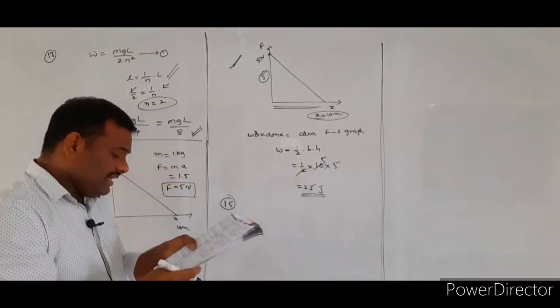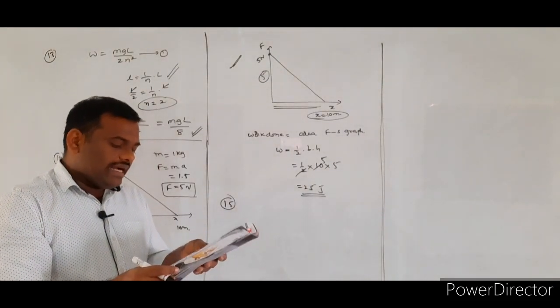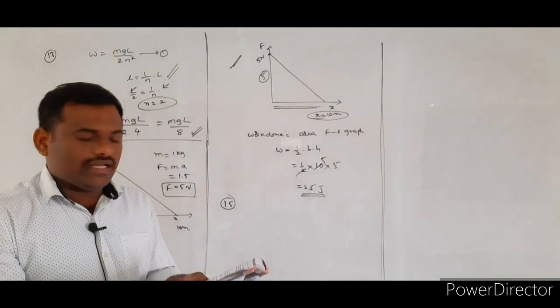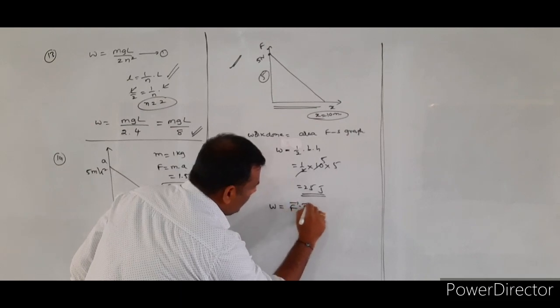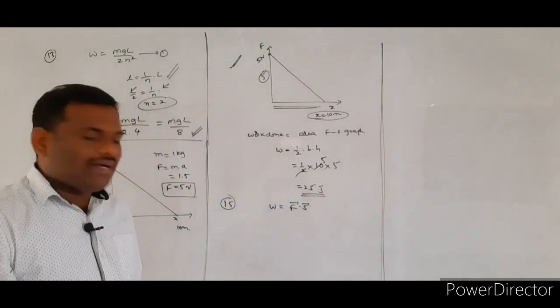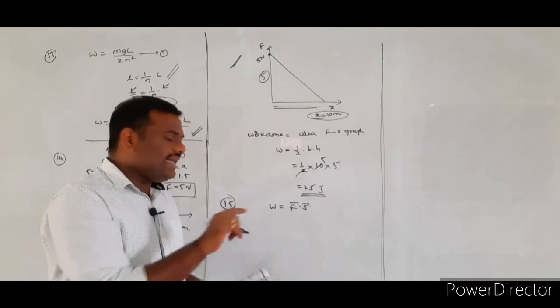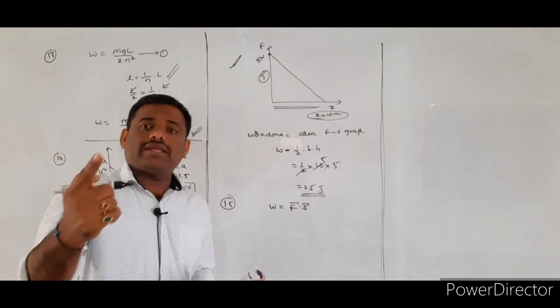Next. Problem number 15. A particle is moving from the position R1 to R2 under the force of 4i plus j plus 3k. Find the work done. Already we told work done is equal to the scalar product of the force and the displacement.